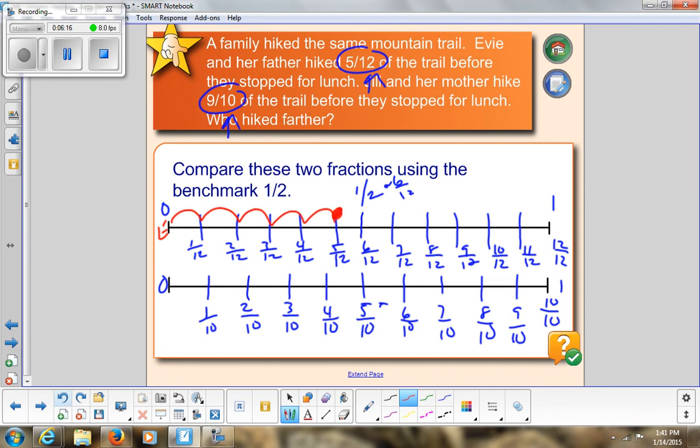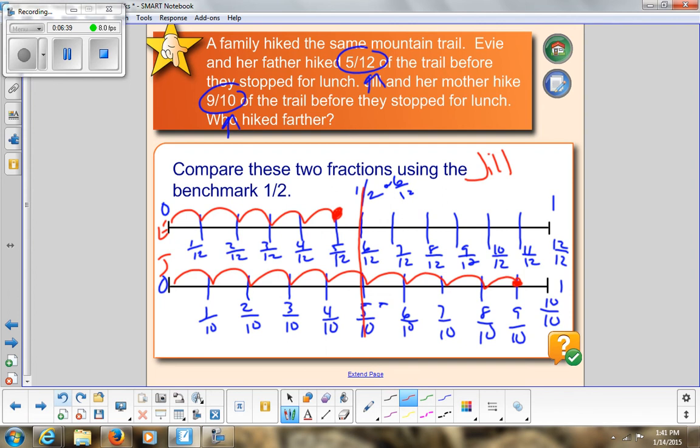Okay, and Jill and her mother traveled 9/10. So 1, 2, 3, 4, 5, 6, 7, 8, 9. They stopped here. Okay, here is my half point. That's my benchmark point. Which one is further? Well, Jill traveled further. Jill and her mom traveled further.